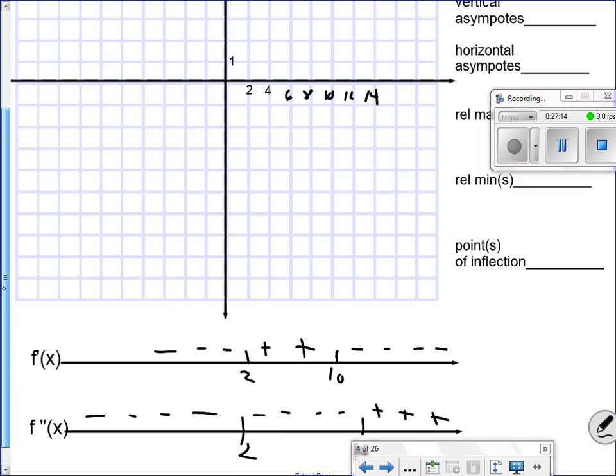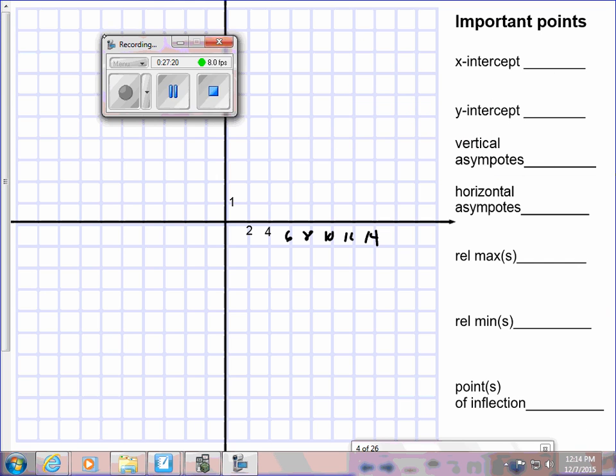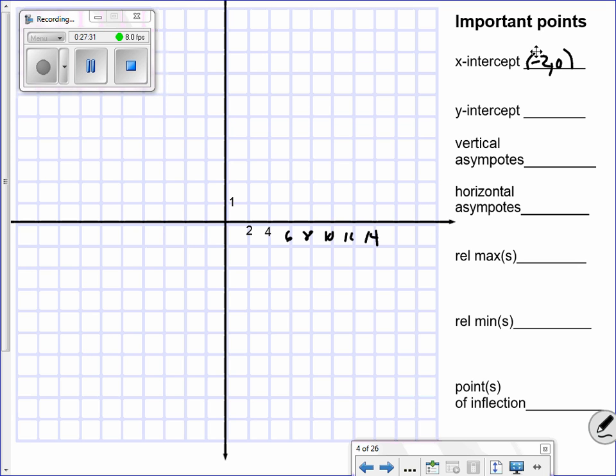Now, this is so exciting because we get to fill in all these points. The x-intercepts were at negative 2, 0, and 4, 0. There's 2 points on a graph. The y-intercept, we got 0, negative 6. There's a point.